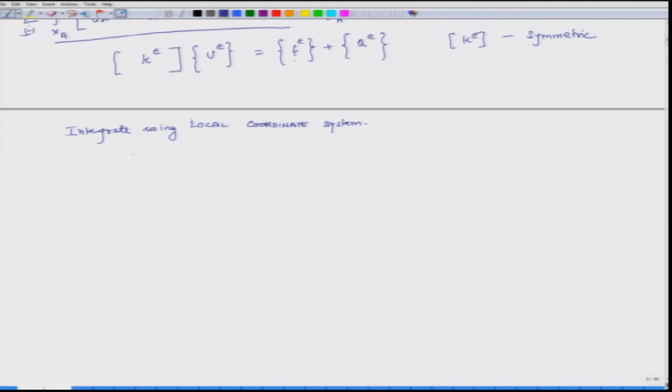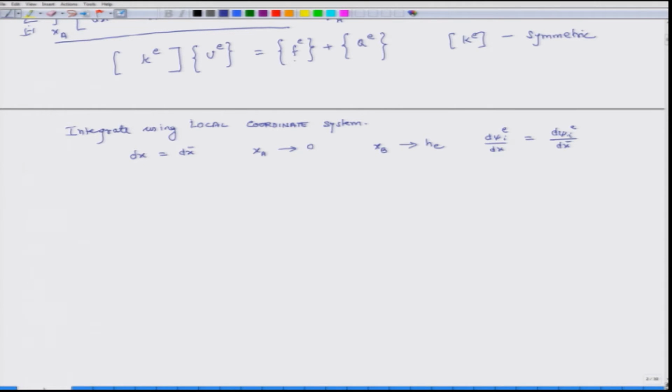So, the transformations will be that dx is the same as dx bar, okay, because all I am doing is just offsetting the coordinate system by an amount x a, which transforms to 0, and x b transforms to h e. Because of this, d psi i for the eth element over dx transforms to d psi i for the eth element over dx bar.